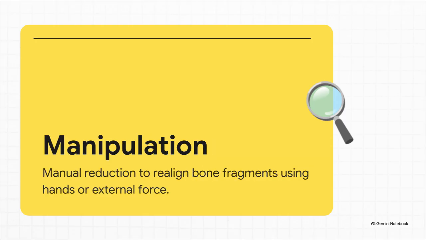Right, which brings us to the active techniques in a closed scenario. And the really big one here is manipulation. Yes, manipulation. This is the manual reduction of a fracture. The surgeon is physically realigning bone fragments using only their hands or external force, like traction. These are highly active interventions, completely different from simple fracture care where you just let the bone heal on its own.